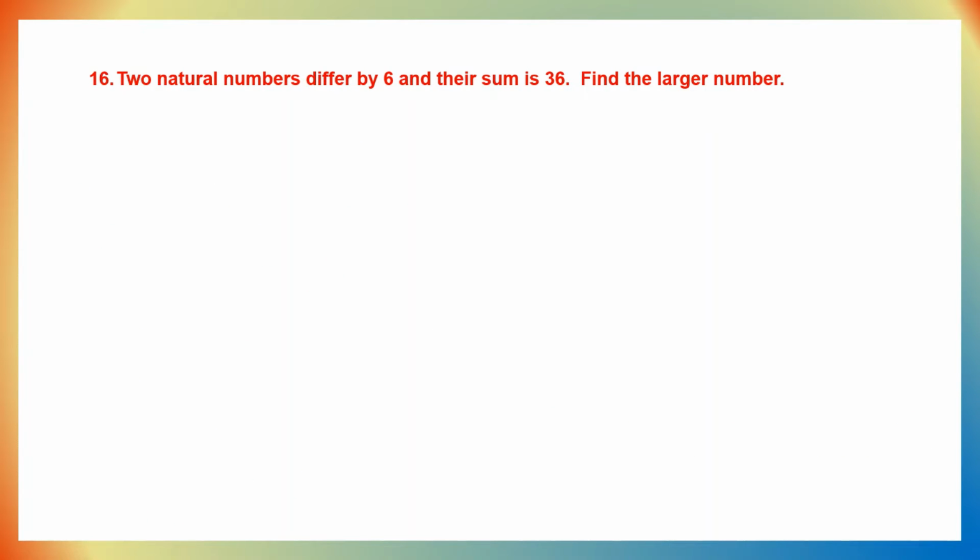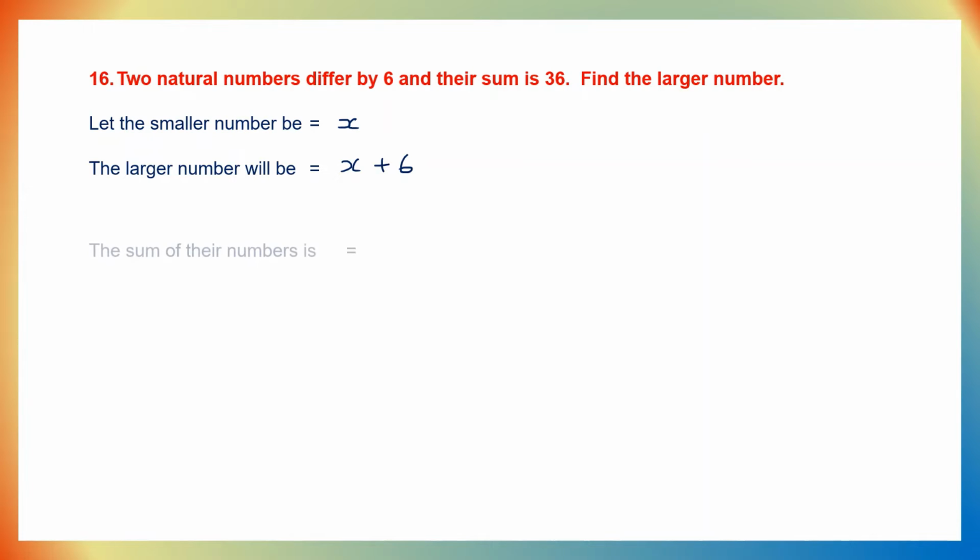Question 16. Two natural numbers differ by 6 and their sum is 36. So let the smaller number, now here they're asking us to find the larger number. So let the smaller number be x. Then the larger number will be x plus 6 because they differ by 6, isn't it? So the difference between the two is 6. Then the sum of their numbers is 36. So now we have to find the larger number.